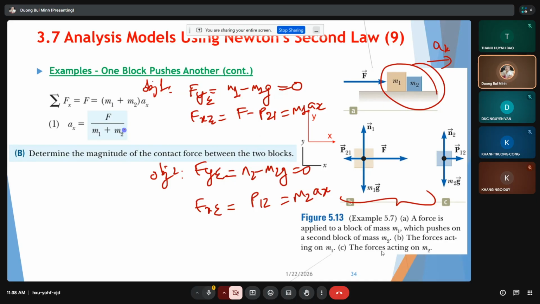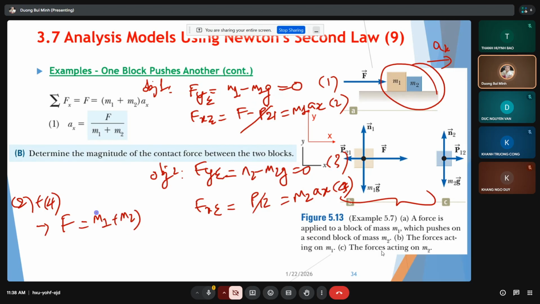So when we combine, we say equation 1, equation 2, equation 3, and equation 4. So when we combine, we have 2 plus 4. You get F, this one equal to this one, so this is minus, so we delete. You get F equals (M1 plus M2) ax, right?